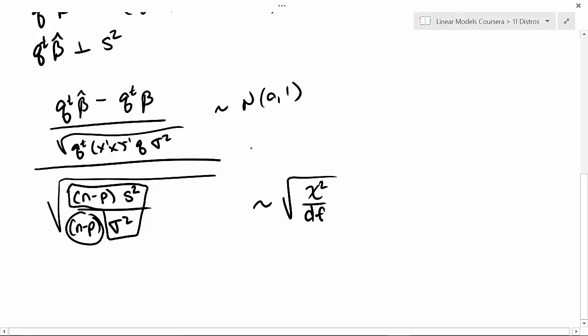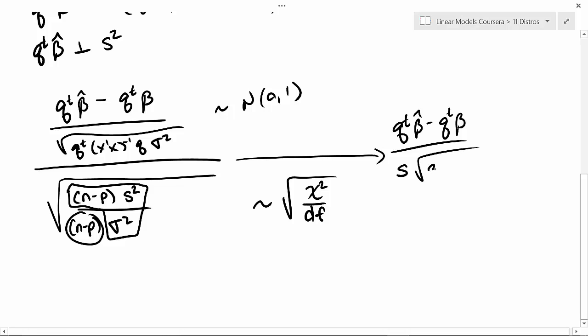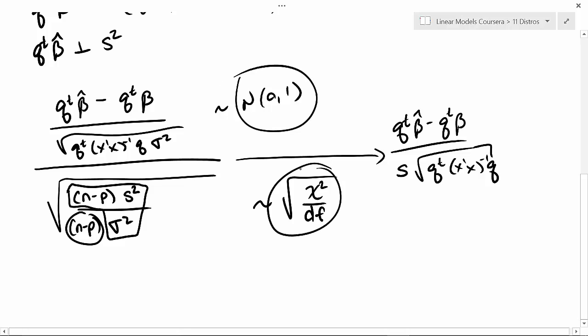So work all these together, and I get that Q transpose beta hat minus Q transpose beta divided by s times the square root of Q transpose X transpose X inverse Q is exactly a normal 0, 1 divided by the square root of a chi-squared divided by its degrees of freedom, where the top and the bottom are independent. So this is a t-distribution with n minus p degrees of freedom.